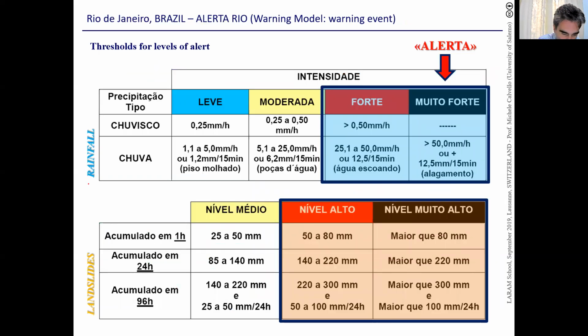So let's not concentrate on the rainfall alert, but on the landslides, that is the probability of having landslides given rainfall conditions. You move from nothing to yellow to red. Here it's what they call red, the third level, and then they call black, or at least they highlight with a black color, the 4th and highest level of alert.